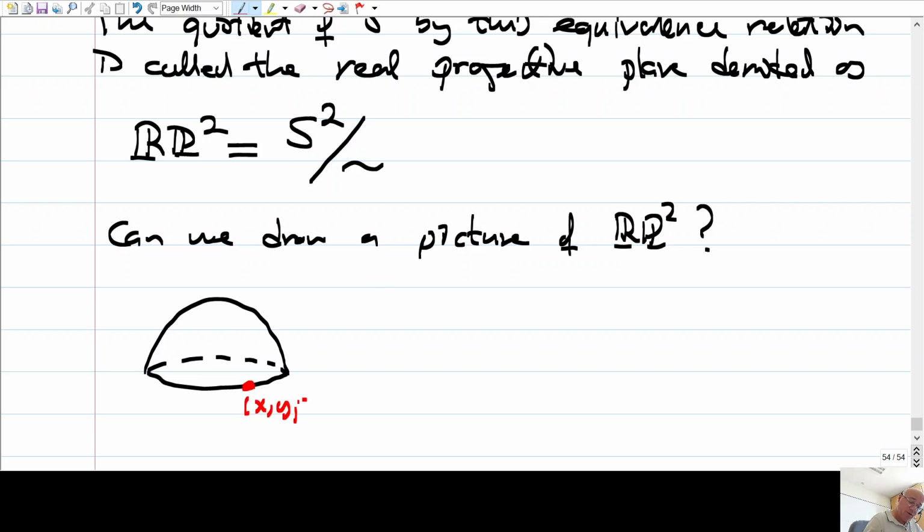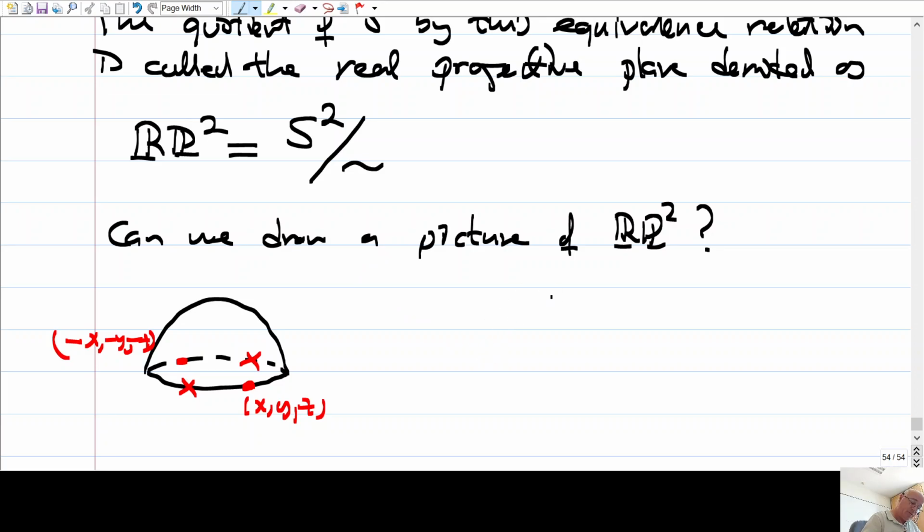This XYZ on the equator is still identified with this point, minus X, minus Y, minus Z, and they are distinct points on this half sphere. So I have to identify also these points. I have to identify this point with this one and this point with this one and so on, right? So this thing is a bit complicated, not something actually done easily.